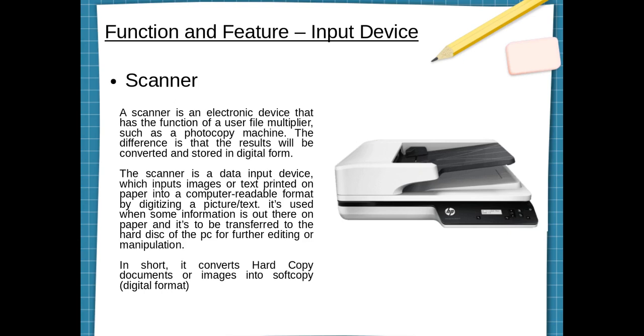It is used when some information is out there on a paper and is to be transferred to the hard disk on the PC for further editing or manipulation. In short, it converts hard copy document or image into soft copy or digital format.